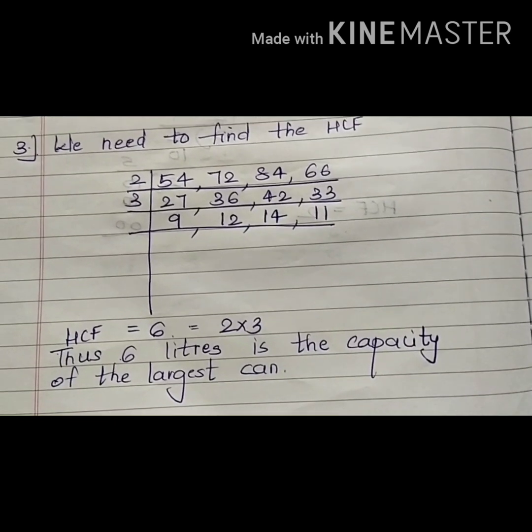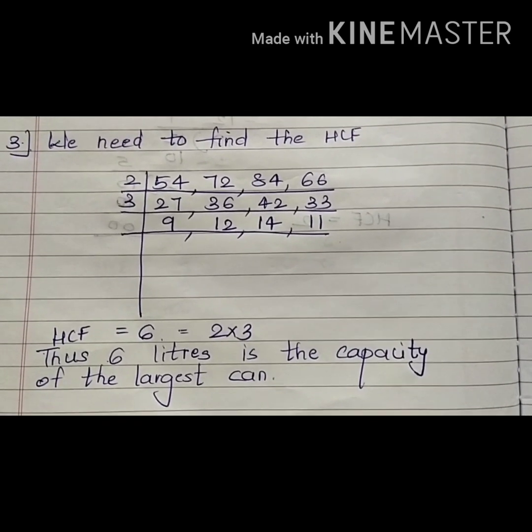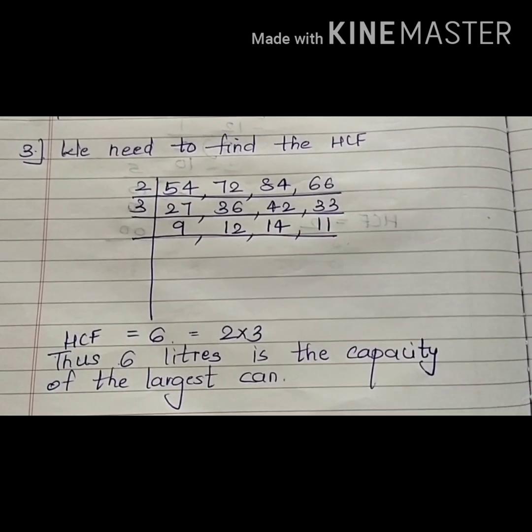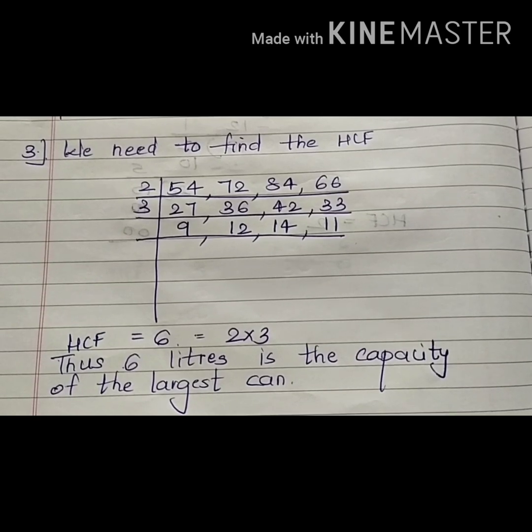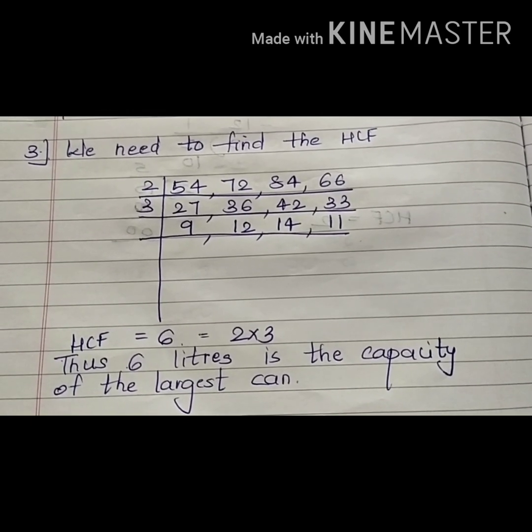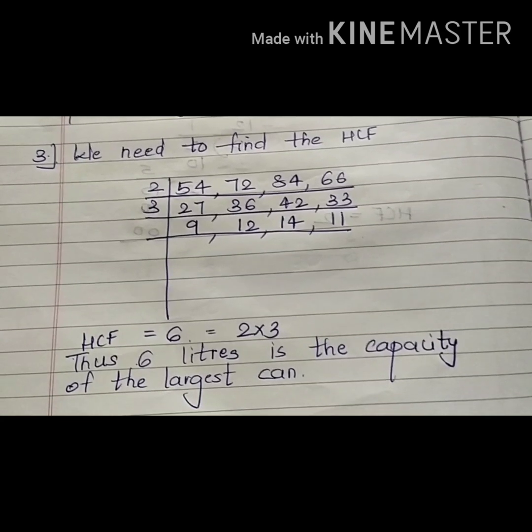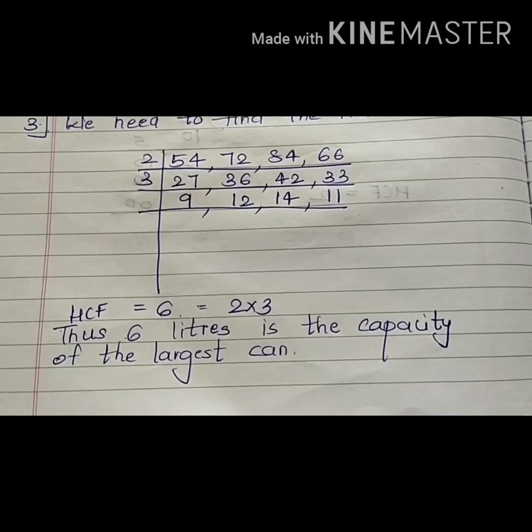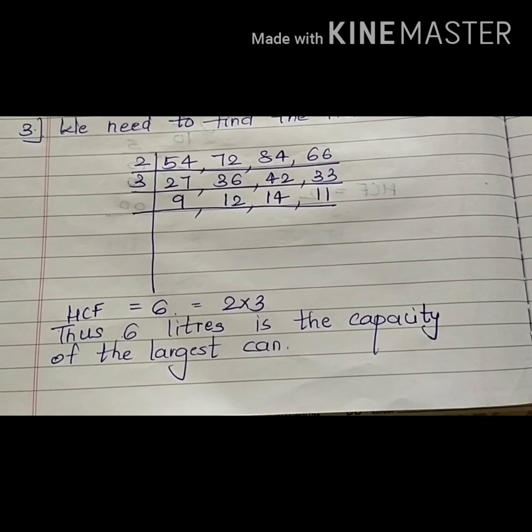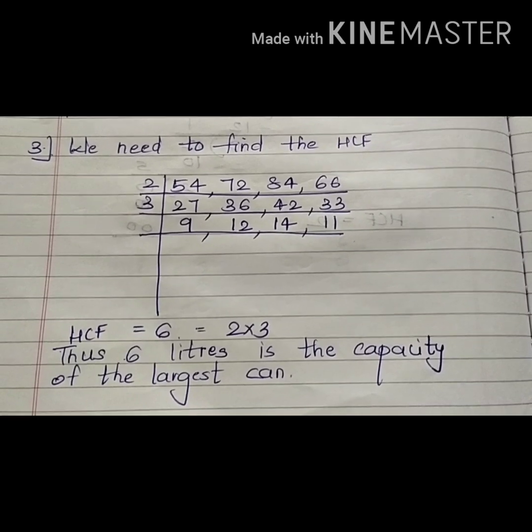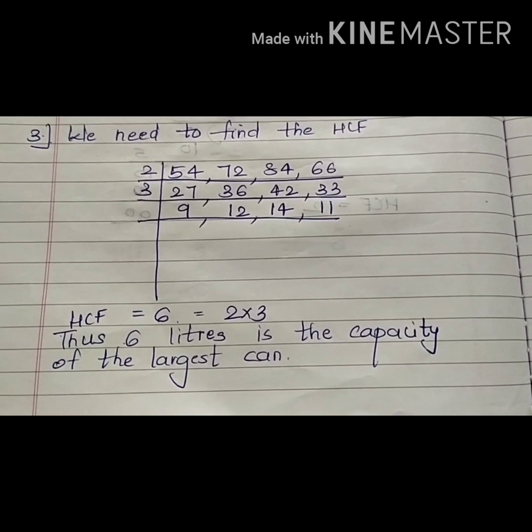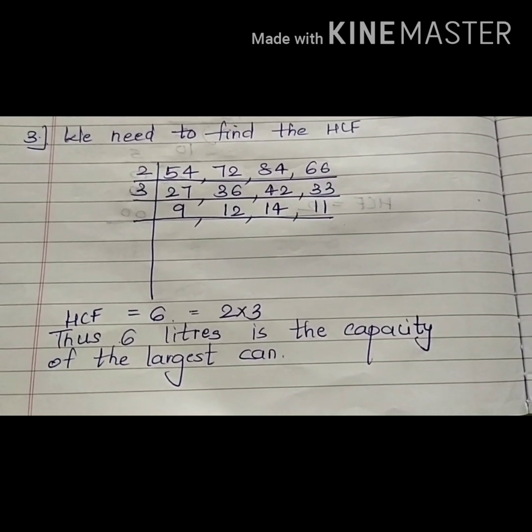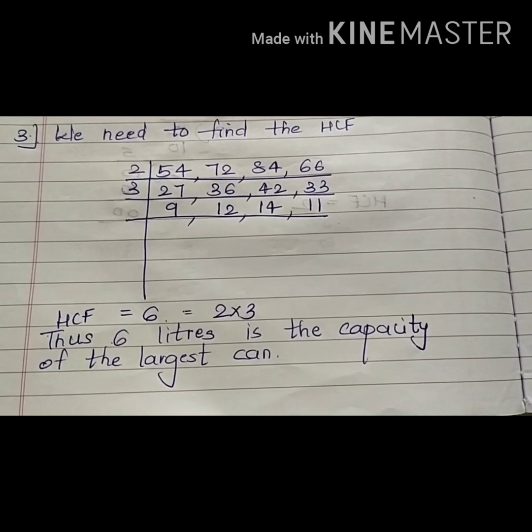Okay children, I will explain another word problem from my practice time 6, that is question number 3. I will read out the question first. There are 4 drums containing 54 liters, 72 liters, 84 liters and 66 liters of oil. Find the capacity of the largest can that can measure oil in the 4 drums by an exact number of times. Now children, again the keyword here you can see is the largest. They have asked us to find the capacity of the largest can that can measure oil in the 4 drums by an exact number of times.